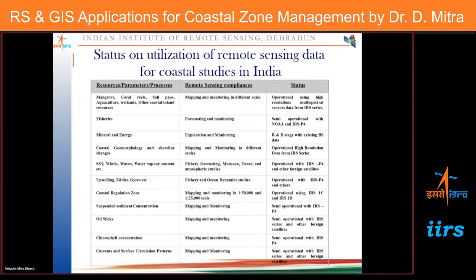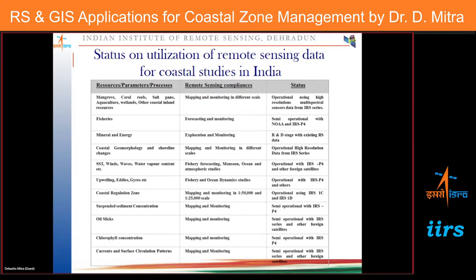Upwelling, eddies, gyres are also very important. Where from the ocean bottom, the cold, productive, nutrient-rich water comes from the bottom and mixes with the top warm water. So these are also very important areas for fishery forecasting. Those are the areas where the chances of getting fish are more. So we need to understand where there is upwelling, eddies, and gyres. They are important from the ocean dynamics point of view also. So they are operational.